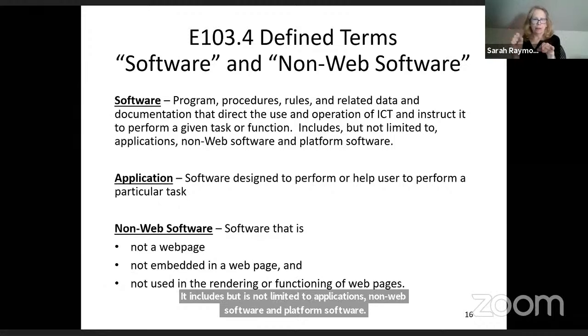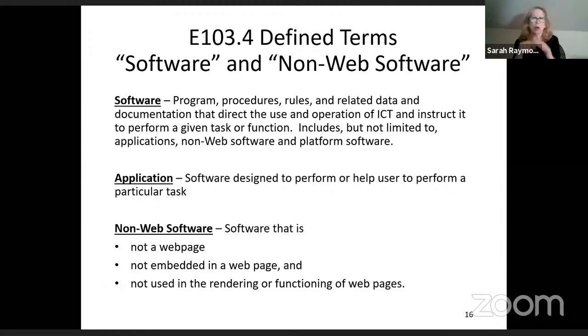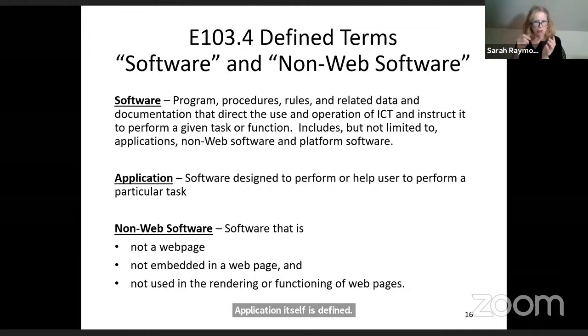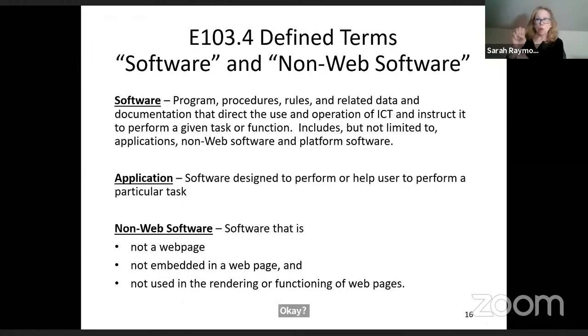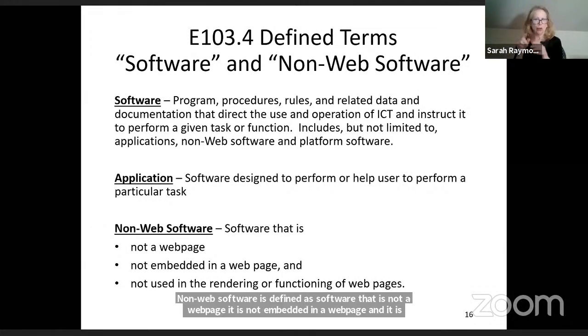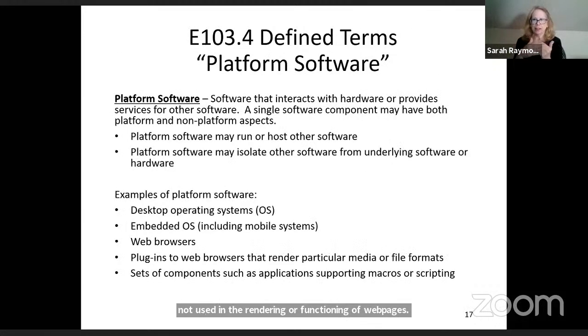Okay, so we read this and we're sitting here going, okay, so what is an application? What is non-web software? And what is platform software? Application itself is defined as software designed to perform or help a user to perform a particular task. Non-web software is defined as software that is not a web page, it is not embedded in a web page, and it is not used in the rendering or functioning of web pages. All right, moving on, slide 17 goes on to further define platform software.